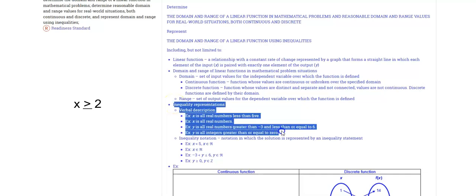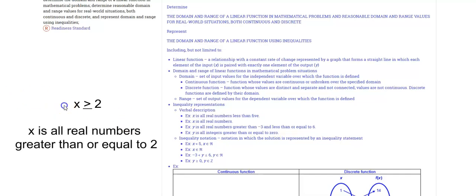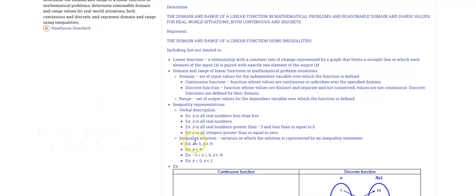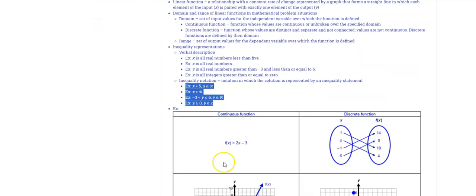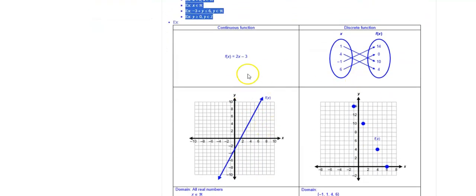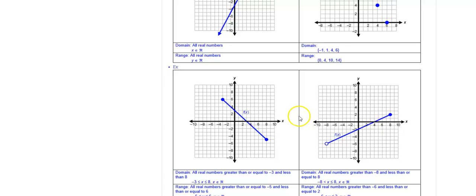But if you look down here at the bottom, students need to be able to write the verbal description of the inequality. So they can't just write x is greater than or equal to 2. They also need to know that x is all real numbers greater than or equal to 2, and they need to be able to write that out in words. Also, there are different types of inequality notations. If you scroll down, it shows you all different types of examples of continuous and discrete.